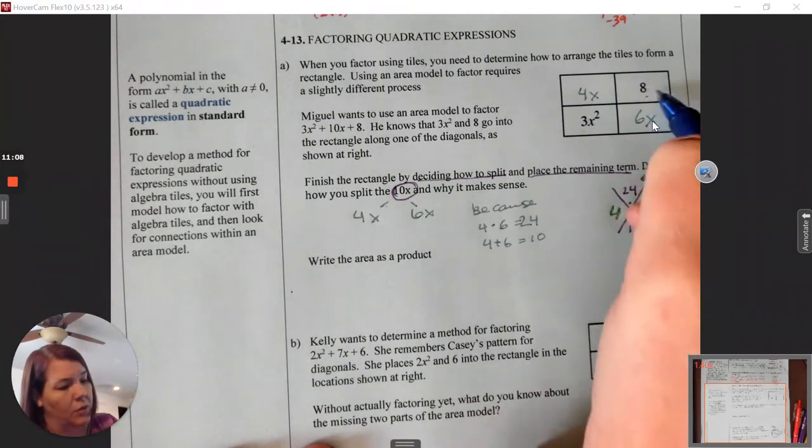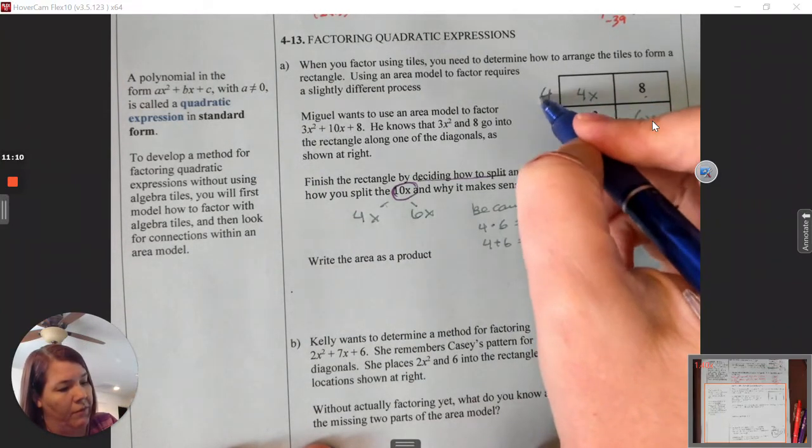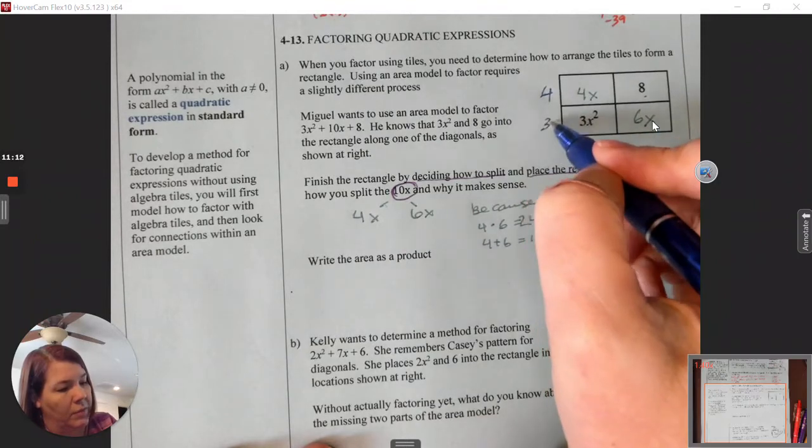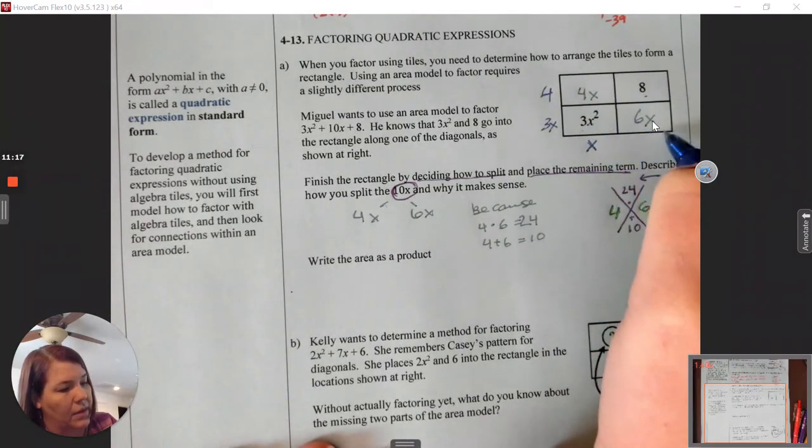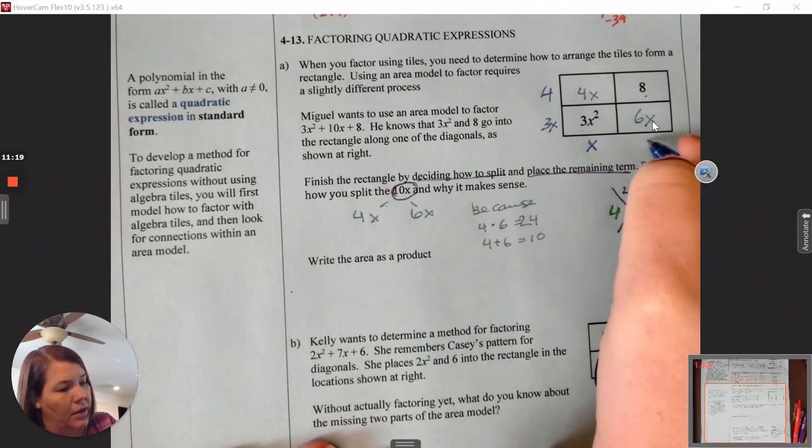So what do these two have in common? They both are divisible by 4. These two are both divisible by 3 and x. These two are only divisible by x. These two are divisible by 2.